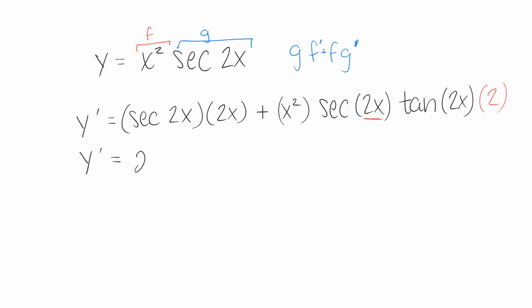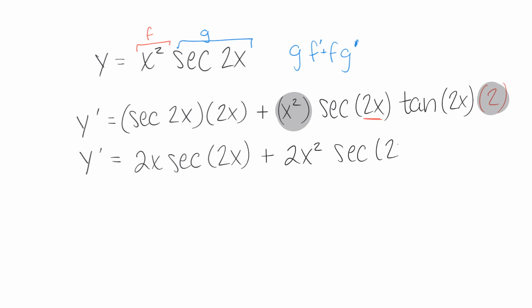Y prime equals 2x secant 2x plus, be careful over here, this x squared and this 2 can be multiplied together at the beginning. So 2x squared secant 2x tan 2x. And that is legitimately the ugliest answer on the whole planet, but it's totally valid.